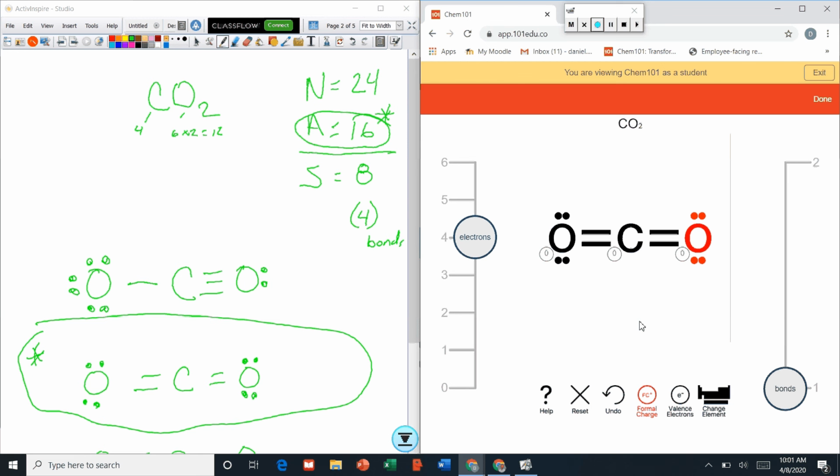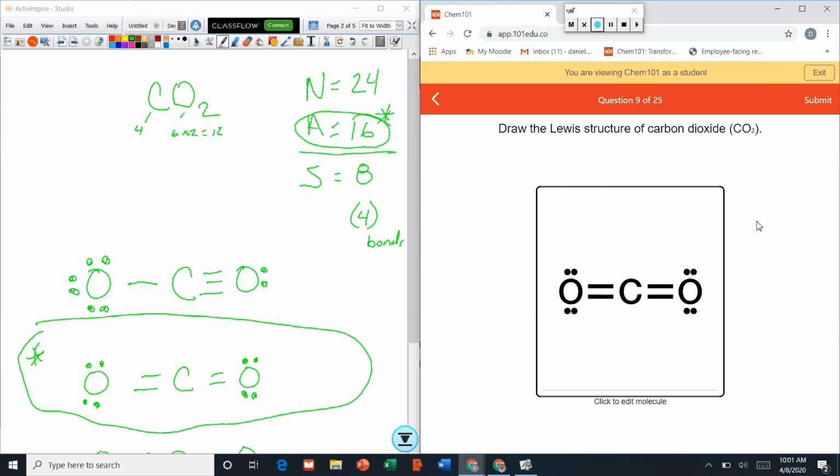So that would be how you do it in the Chem 101 app. From there, you would click Done, and then you're going to click Submit. If the problem is right, it's going to tell you it's correct.